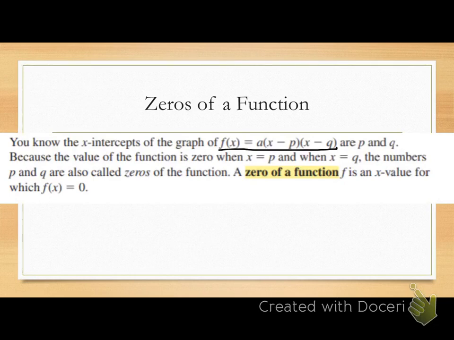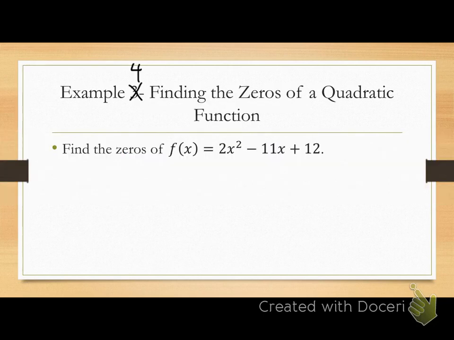So, there's 3 different words for solutions. A solution is a solution. A root is a solution. And a zero is a solution. There's just 3 different words for calling it a solution. Okay? So here's our example.